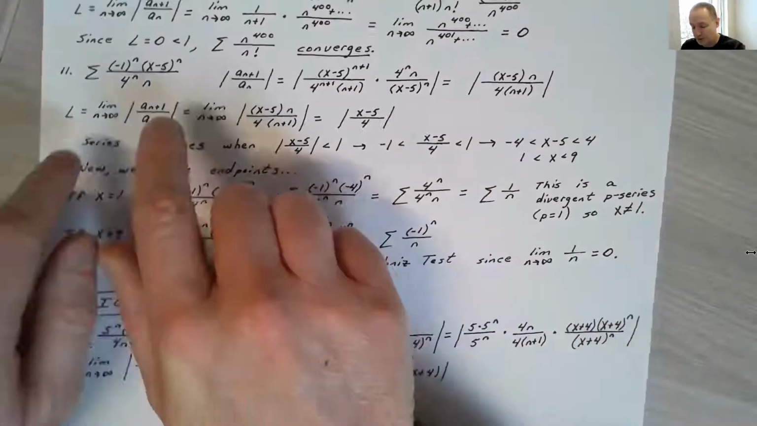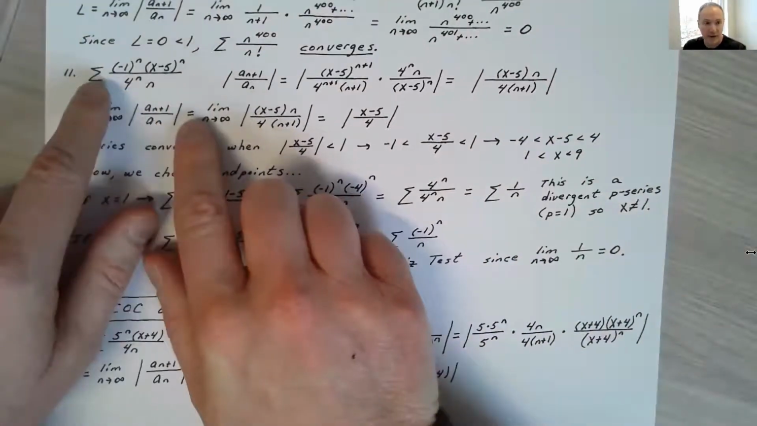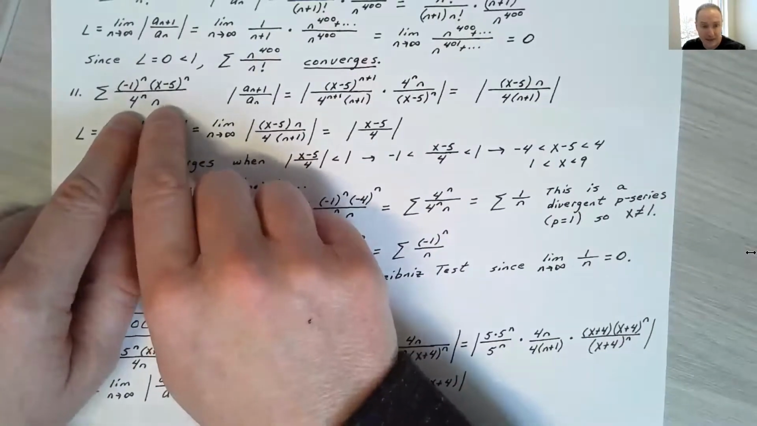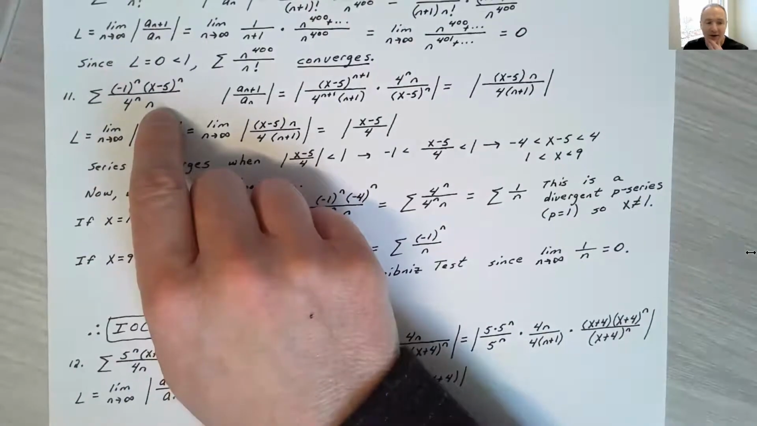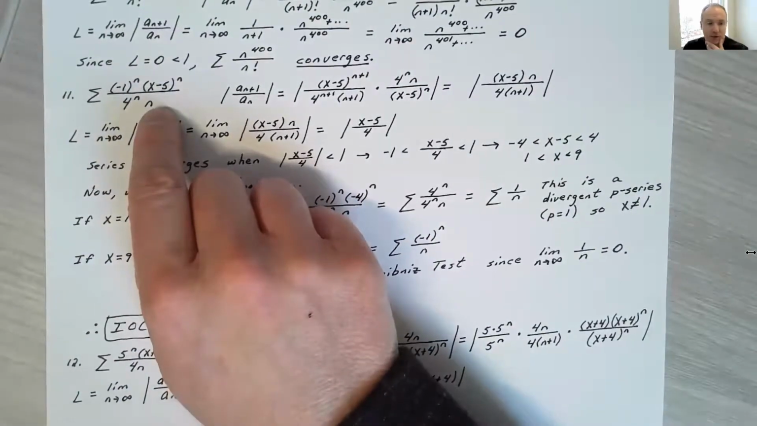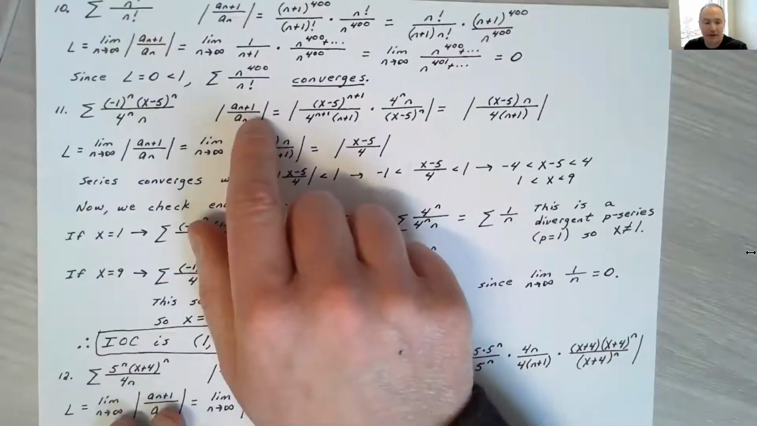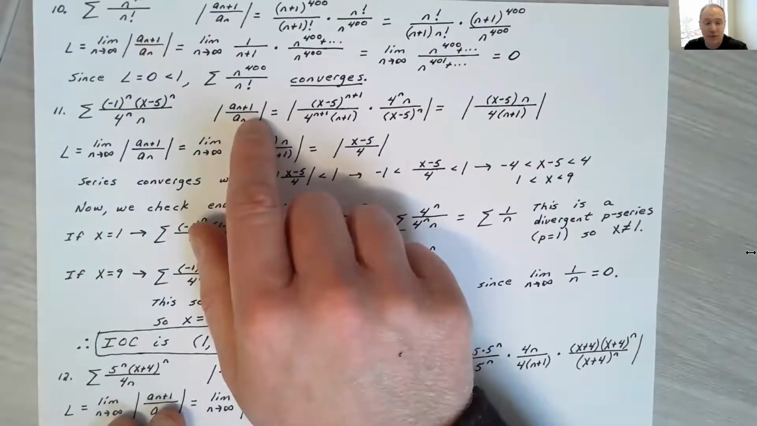So in this first one, in number 11, the first of the power series problems, I have the summation of -1 to the n times x minus 5 to the n divided by 4 to the n times n. Okay, so I said, well, let's use the ratio test again. Just like I did in the last problem, I broke it down and I said the absolute value of a sub n plus 1 divided by a sub n.